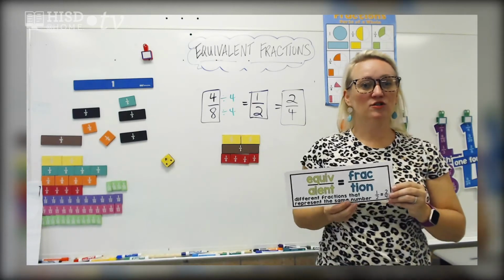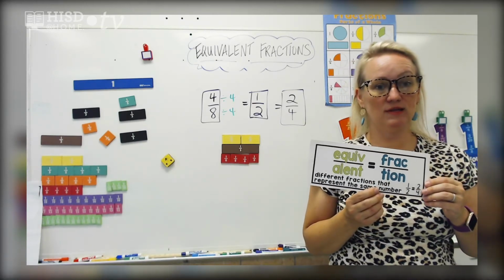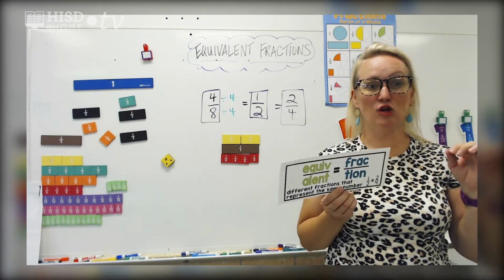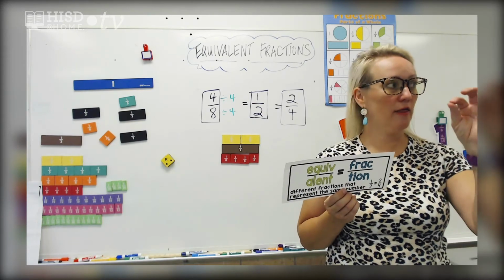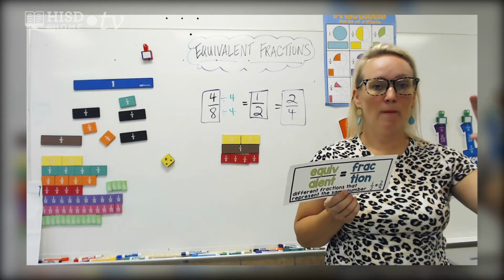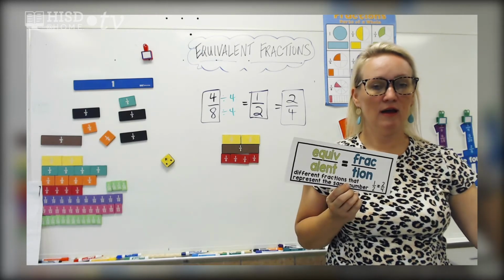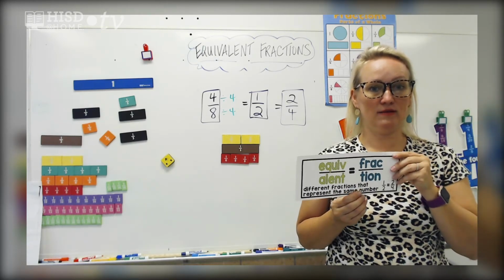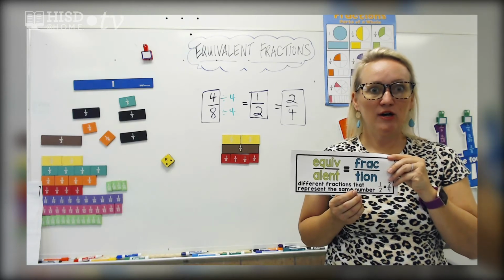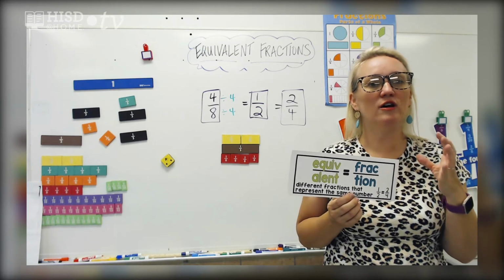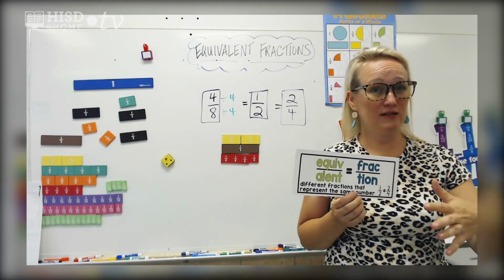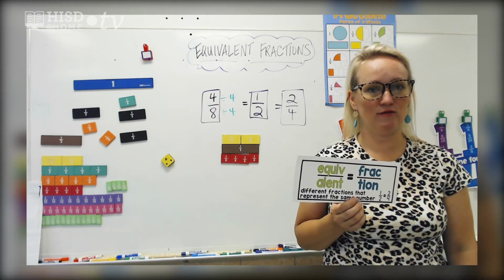So you're gonna walk away from this lesson remembering that as long as I multiply the top and the bottom by the same number, my product will be equivalent to what I started with. If I divide by the same numbers, top and bottom, I'm going to get an equivalent fraction, and this is all going to be so helpful in our next lesson when we talk about adding and subtracting fractions.